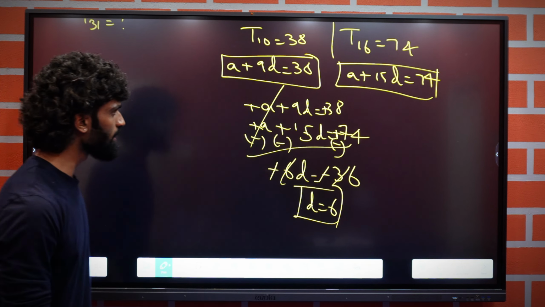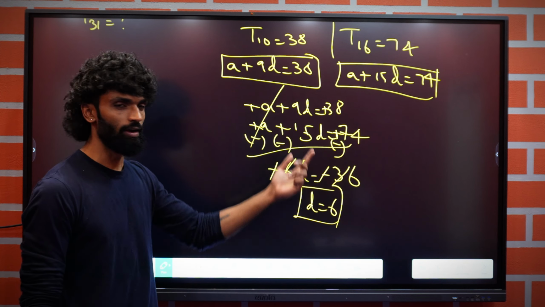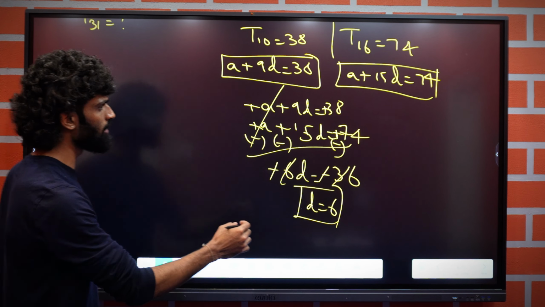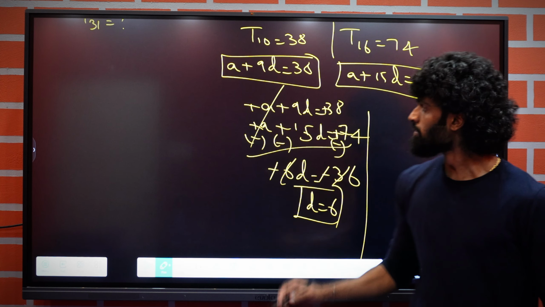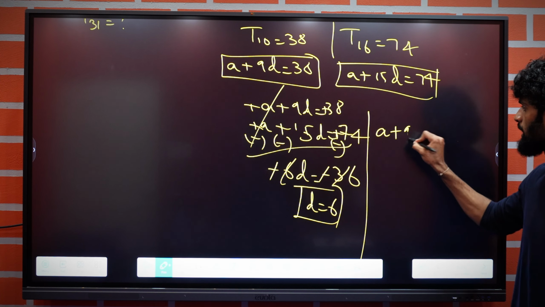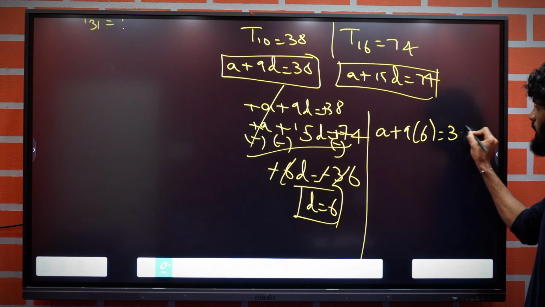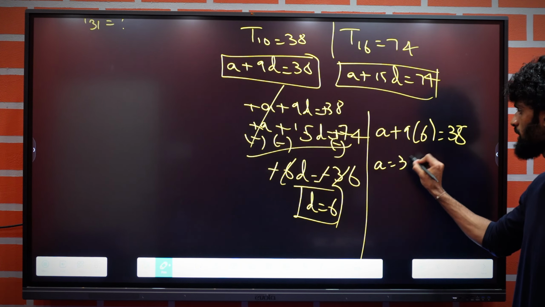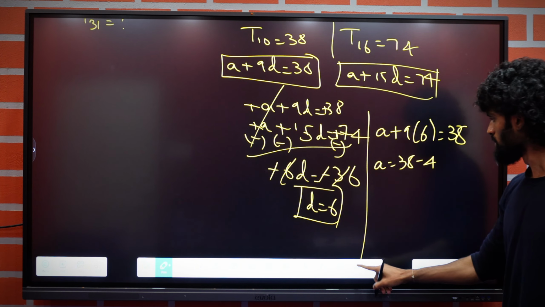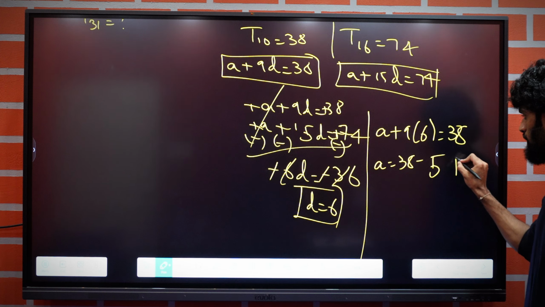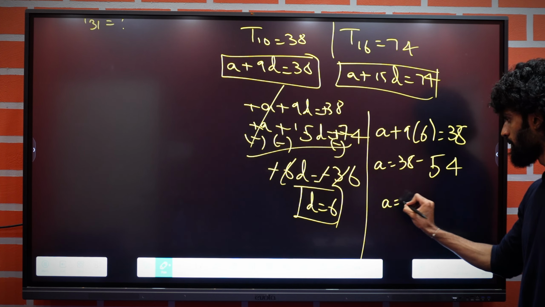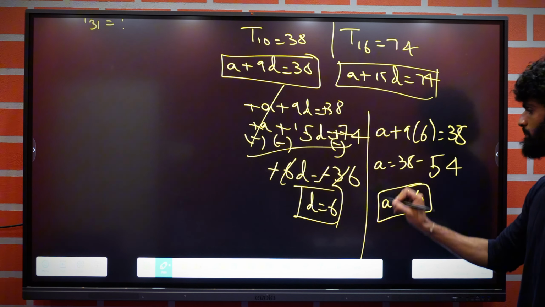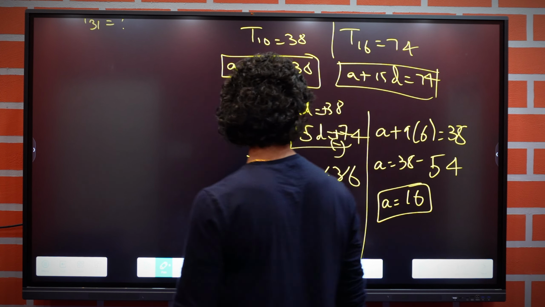Once you find the value of D, I'll have to find the value of A. Don't you think that's very simple? Take the value of D, substitute in any one of the equations, and your answer for A will be found. A plus 9 into D, which is 6, equals 38. 6 times 9 is 54. A equals 38 minus 54. Now, 16 is my value of A.